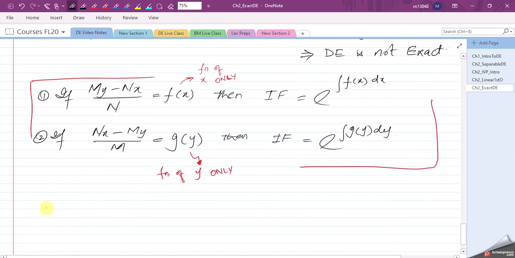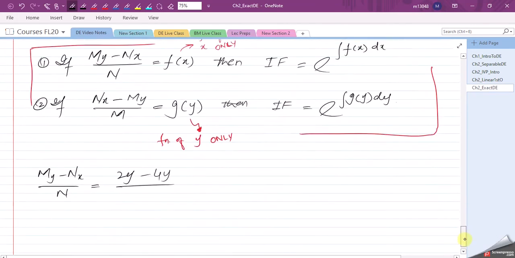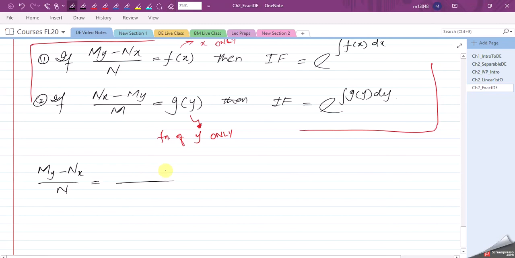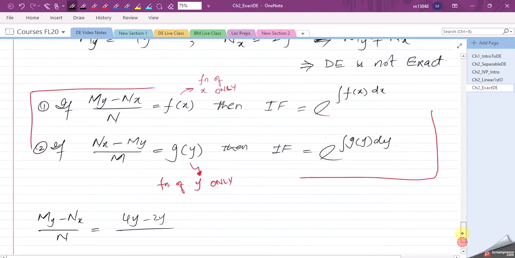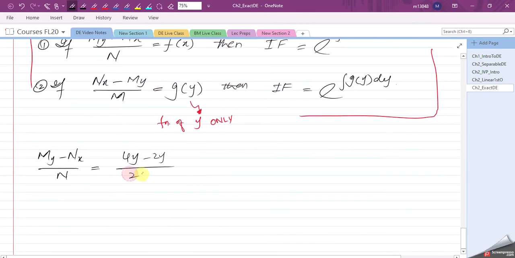My minus nx over n, 2y minus 4y. Well, is it correct? 2y minus 4y? No, 4y minus 2y over, what is n? 2xy, which is 2y over 2xy, that is 1 over x, which is clearly a function of x only.